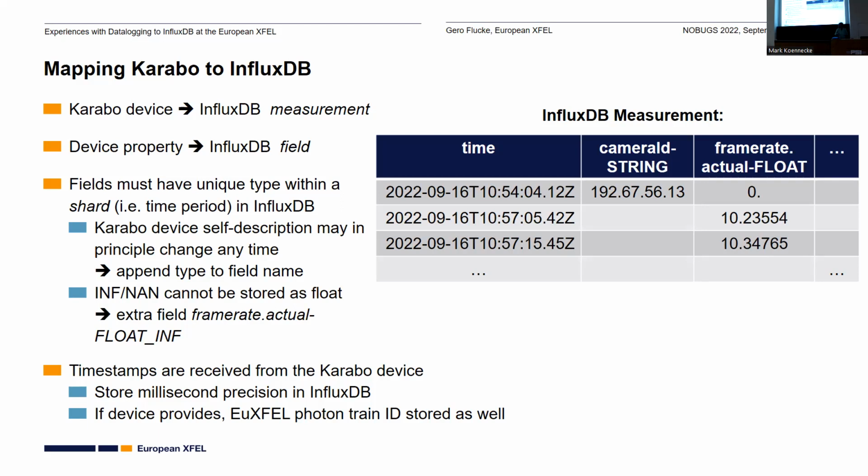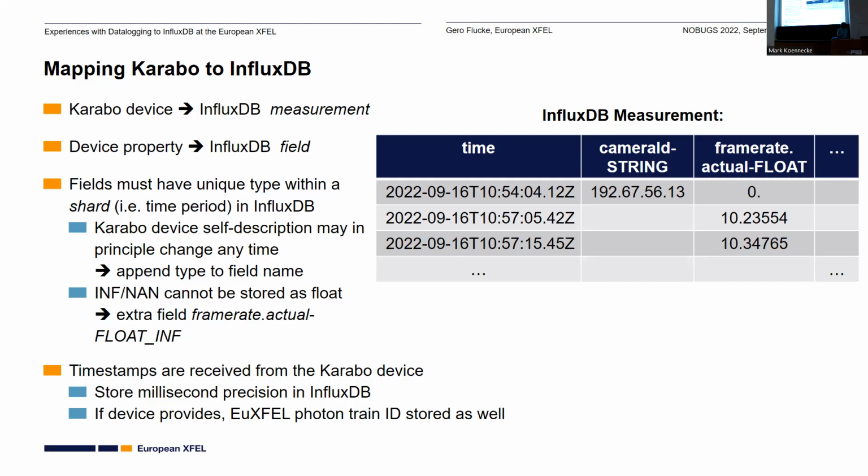But in Karabo, we allow devices to update or to develop. Maybe the developer of the device decided integer was not a good choice for this property, it's a float. So we need to have some schema evolution working, and that's why we had to add to the field name of the Karabo property also its type, and then if something changes, you can distinguish what the type is.